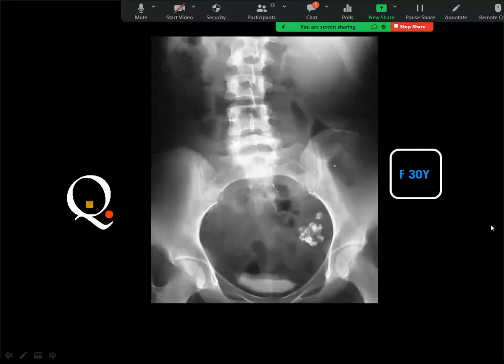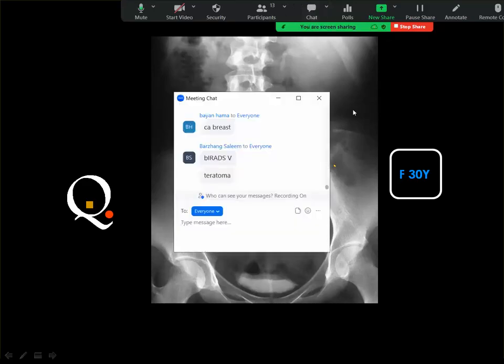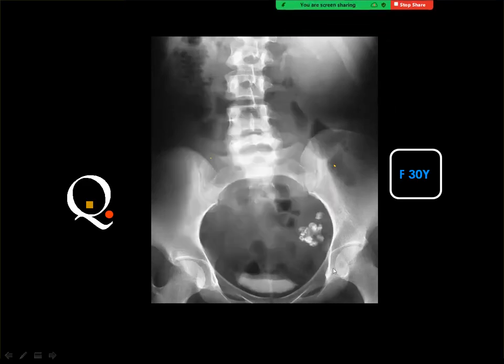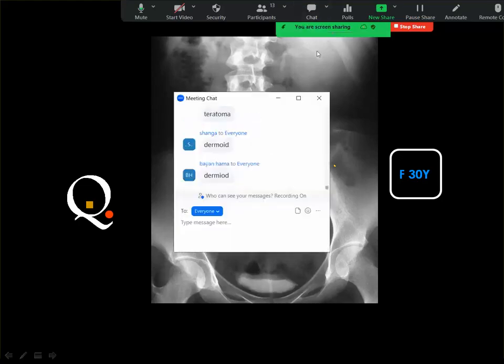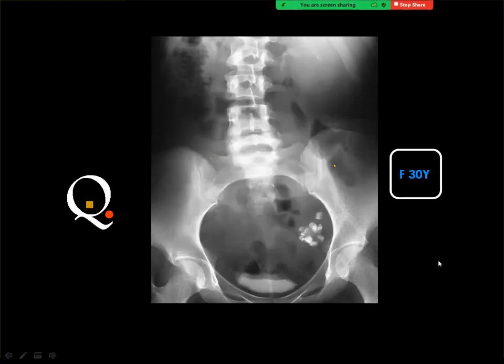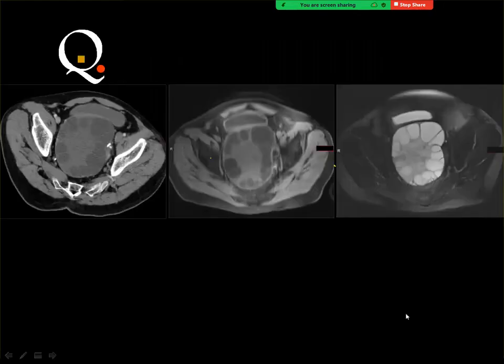Next case is a female patient, 30 years old, with plain X-ray, or this is a film obtained from an intravenous urogram. This is ovarian dermoid cyst because these radiopaque structures look like teeth, and this is one of the diagnostic criteria by which you can diagnose ovarian dermoid cyst from the plain film. Yes, and this is dermoid cyst.